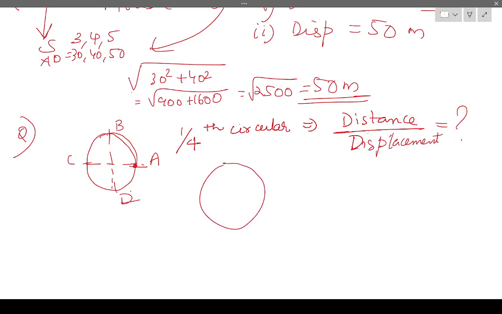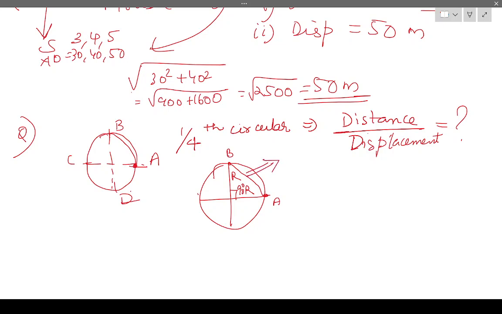So let me draw this. It is covering 1/4 of the circle. If you take the circle, divide the circle into 4 equal parts, and it is covering only one part, that is from A to B. So this is going to be R, and this is going to be R. And the shortest path length from A to B is going to be this. And this angle is 90 degree.